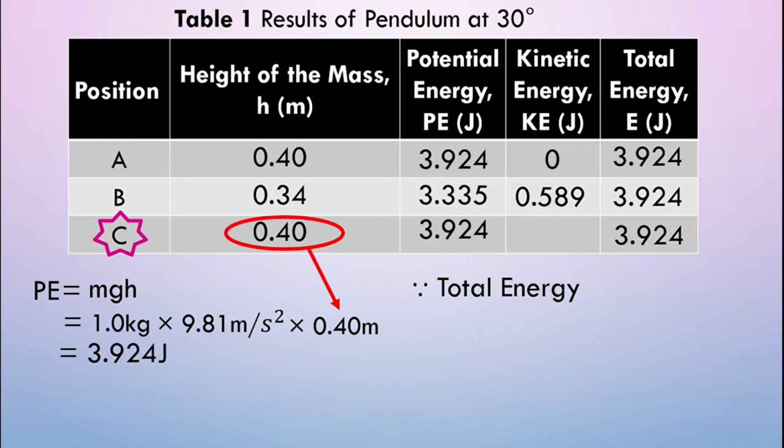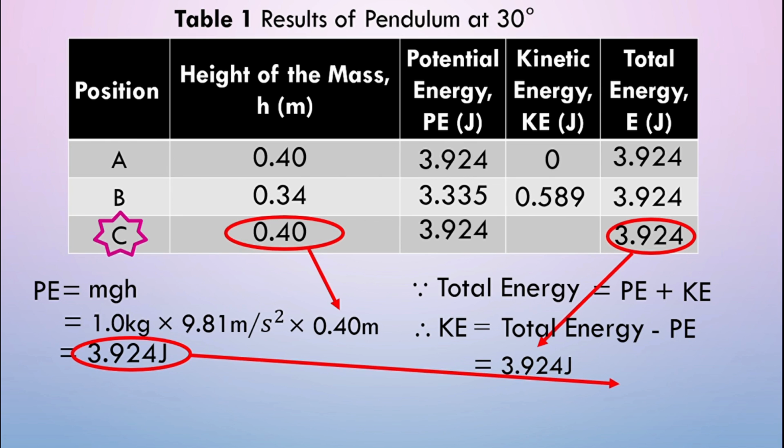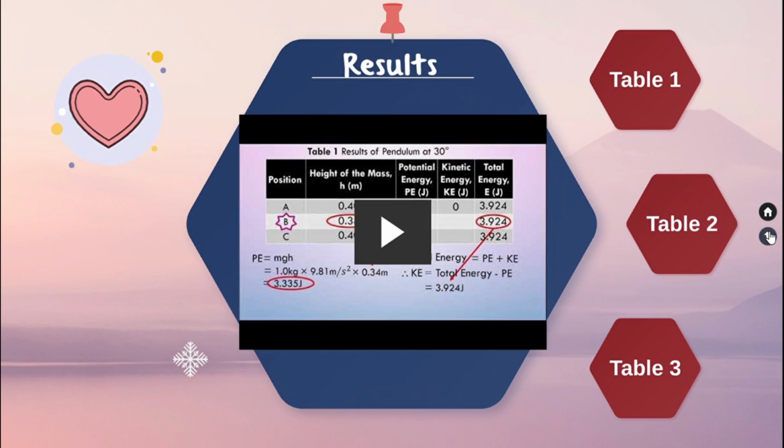Since the total energy is equal to potential energy plus kinetic energy, therefore, kinetic energy is equal to total energy minus potential energy, where total energy is equal to 3.924 joules minus potential energy which is 3.924 joules. Therefore, the kinetic energy is equal to 0 joules. Tables 2 and 3, for the results of pendulum at 40 degrees and 50 degrees respectively, are calculated using the same formula.